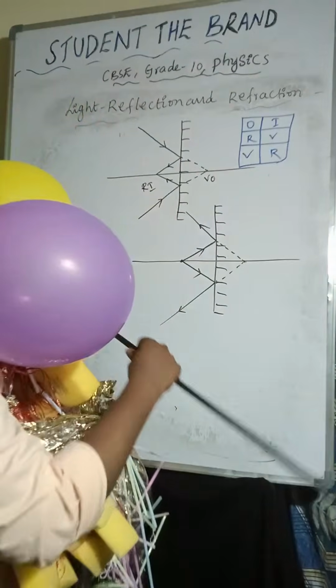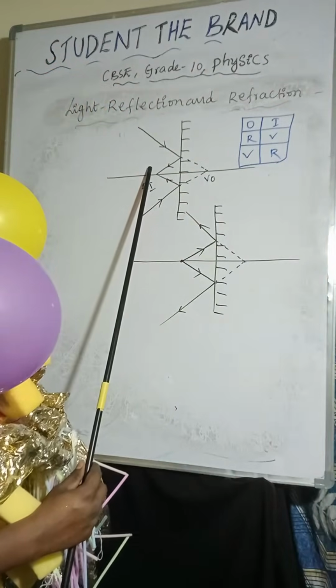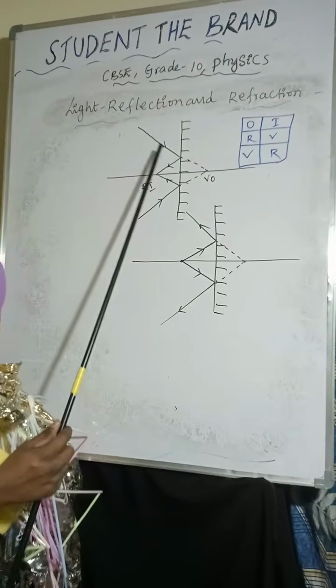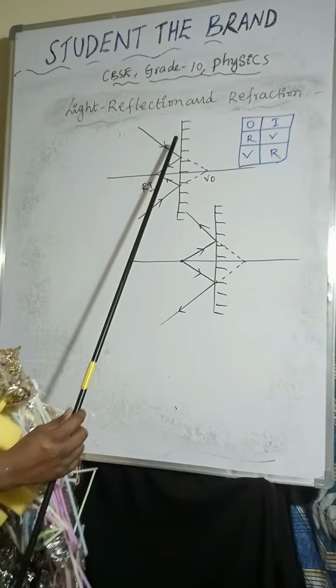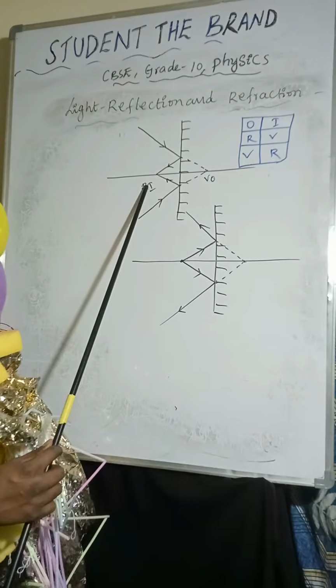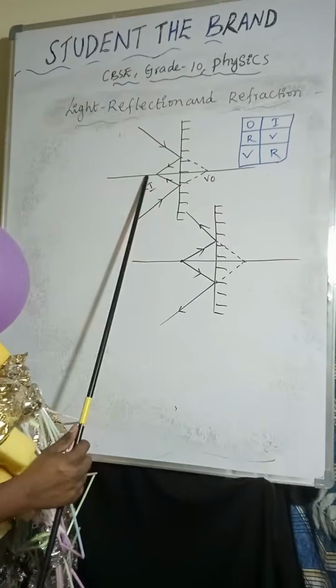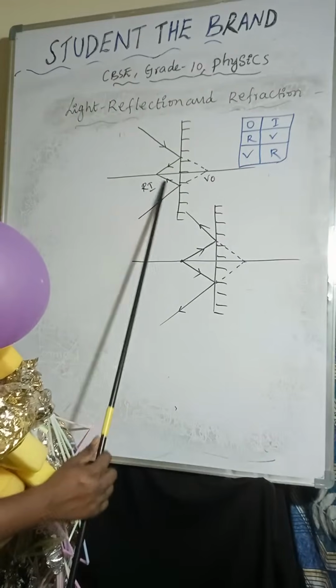So you can observe here, these are the incident light rays. Incident ray 1, incident ray 2. After reflection, these reflected light rays are meeting at one point. That's why it is called a real image.